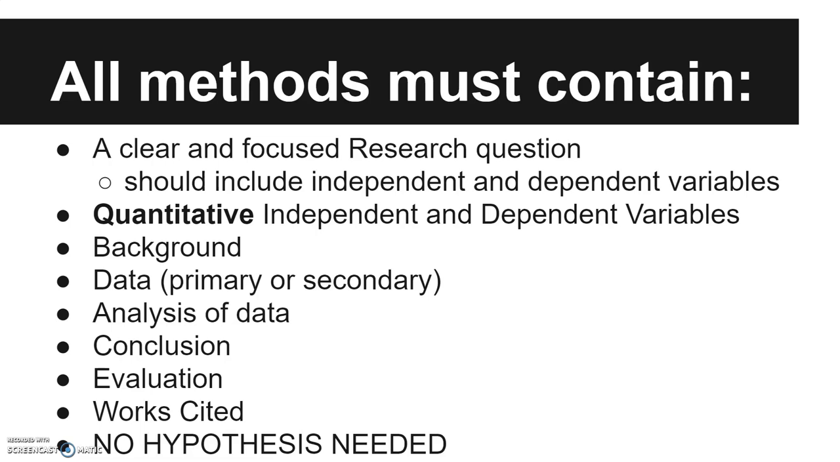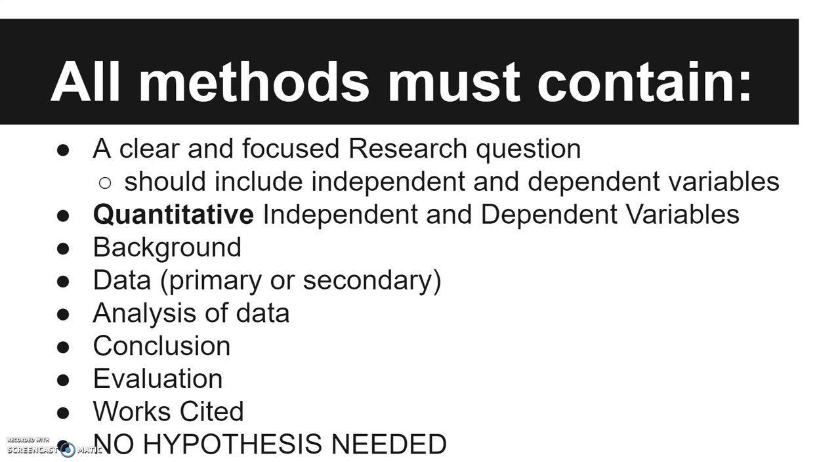Data, primary or secondary: either you're doing it or you found it somewhere else. So all of your data laid out nicely, neatly organized, your analysis of your data, and what your conclusion is. Your conclusion should relate back to answering your research question. And it should circle back to your background. What from your background helped you determine what your conclusion meant.